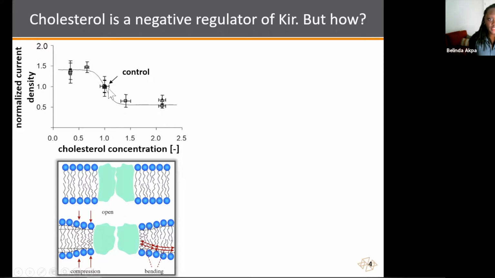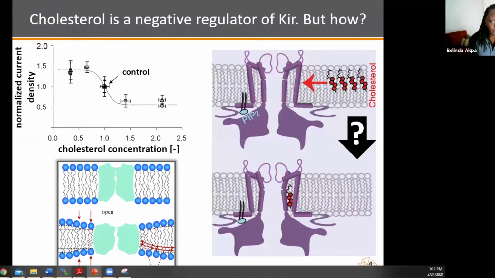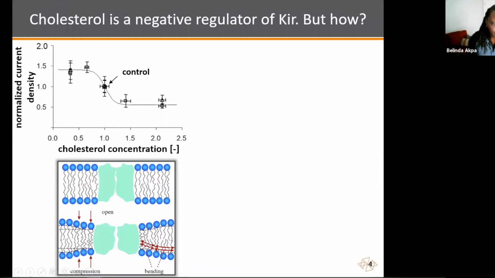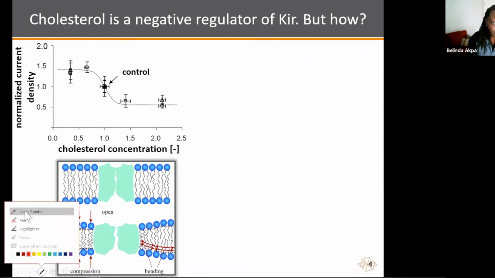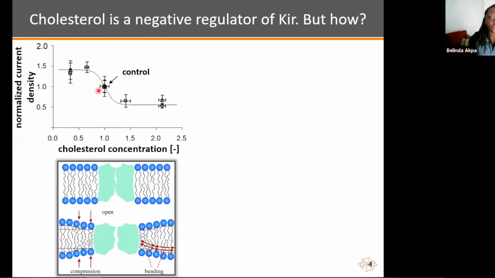And what you find is this would be the normal operating point. As you increase the level of cholesterol, the current through the channel actually falls. And so cholesterol is a negative regulator of KIR channel function. Let me get a laser pointer going here. There we go. So here's your normal operating point. If you increase cholesterol, you get a lower current through that channel. Actually, if you decrease cholesterol, you can get a higher current through that channel. So there's something that cholesterol is doing that regulates the ion flow.